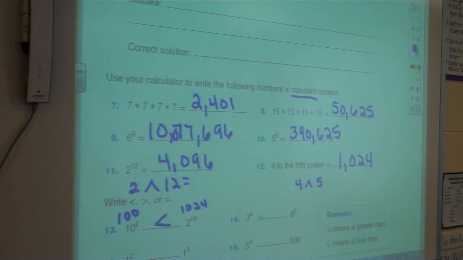Number 14. 3 to the 4th versus 9 squared. What's 9 squared? We should just know that. 9 squared, Zane? Equals 81. 3 to the 4th. 81. No, 81. What's 3 to the 4th? 81. Oh, it is? I'm sorry. I thought you were stuck or something. So that one is equal. All right.